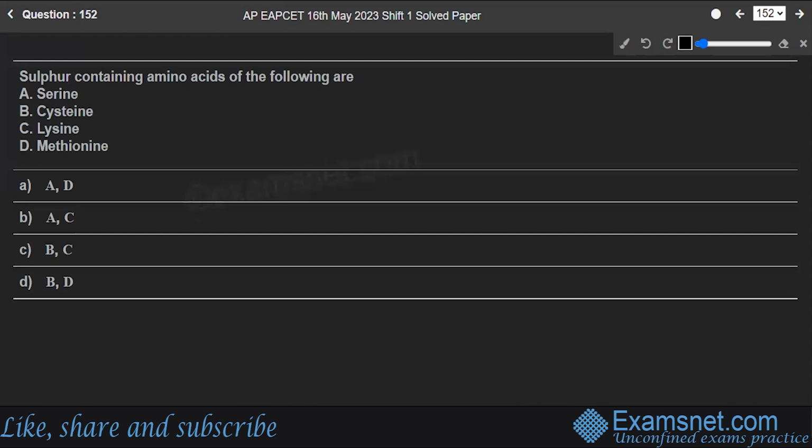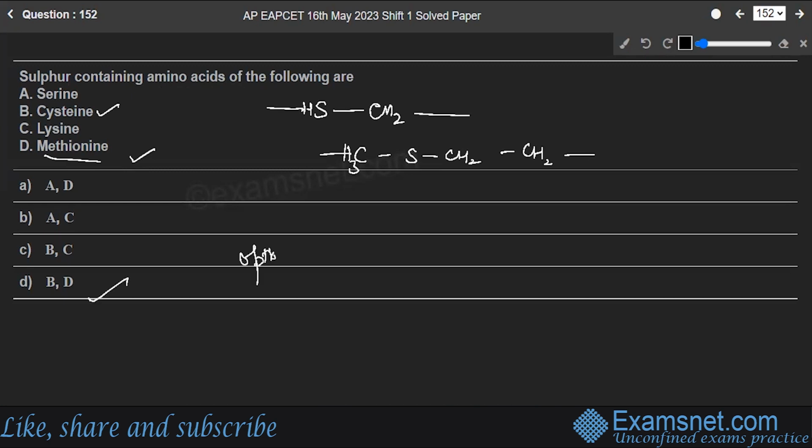Question number 152. Sulfur-containing amino acids of the following are serine, cysteine, lysine, or methionine. Sulfur-containing amino acids are option B, cysteine. It's given by CH2, and here you have SH. And you also have methionine. This is given by CH2, CH2, so here will be H3C. All right. So that means you have B and D. Option D is the right answer. Hope you understood this. Next is question number 153.